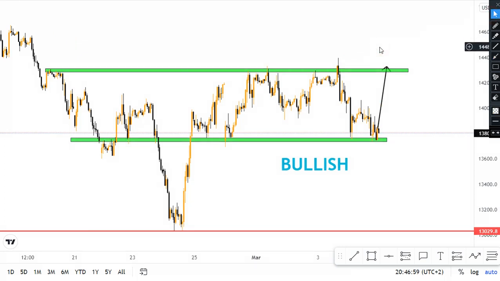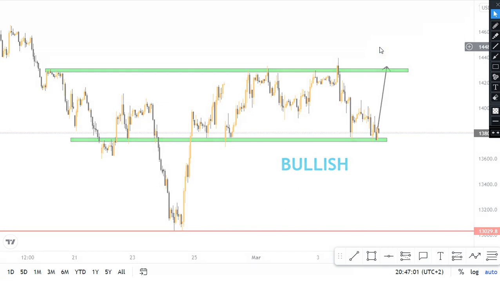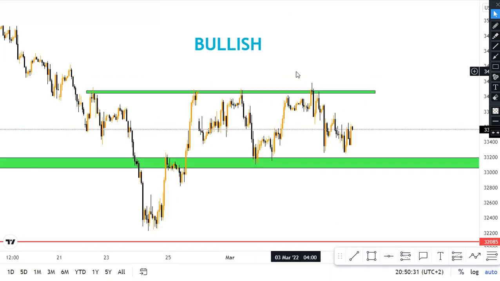Going on to the last pair of the day, which is US30. I know I'm bullish on US30 again, and the reason for that is because we are at a support, right? It's almost the same structure as the one we have on the Nasdaq pair. The last pair, which is US30, this is what we have. Again, almost the same structure as Nasdaq.